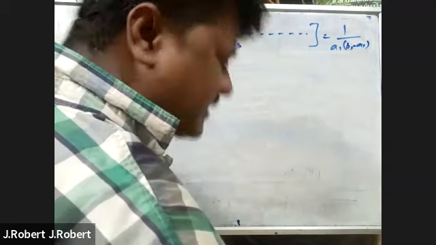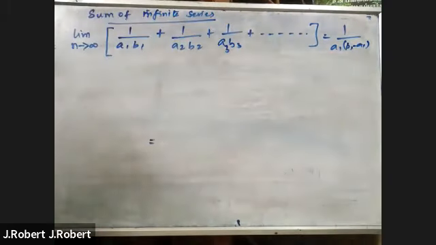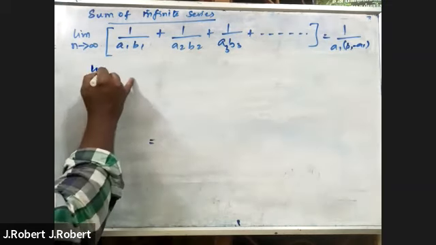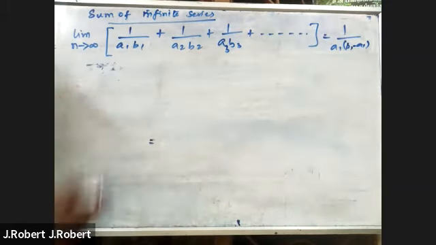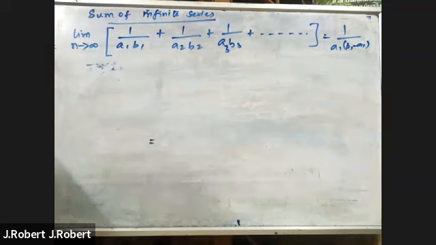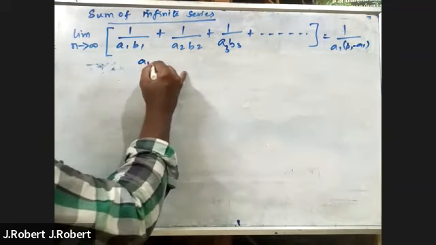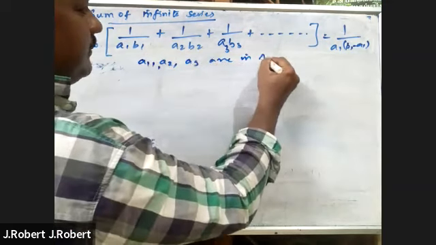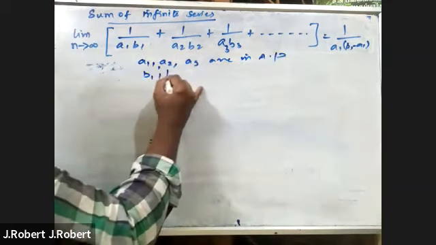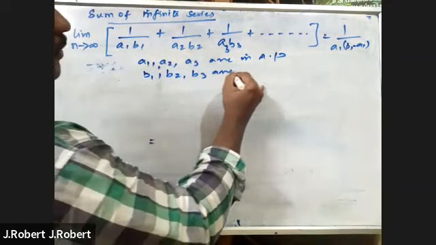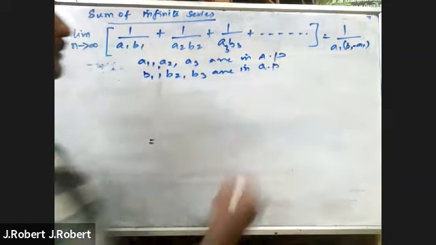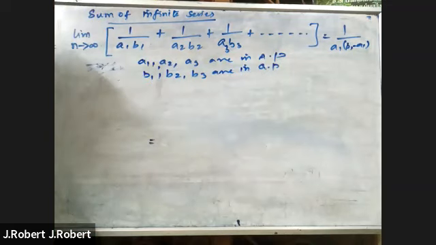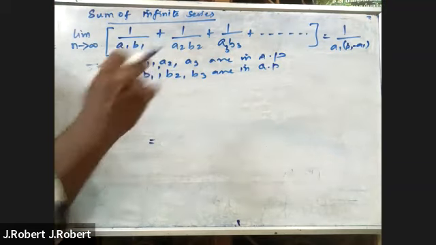So now using this result, I am going to do one problem. Before the question, there is another condition that is important here. You must know what a1 and b1 are, where a1, a2, a3 are in AP and b1, b2, b3 are in AP. Then this answer is correct.